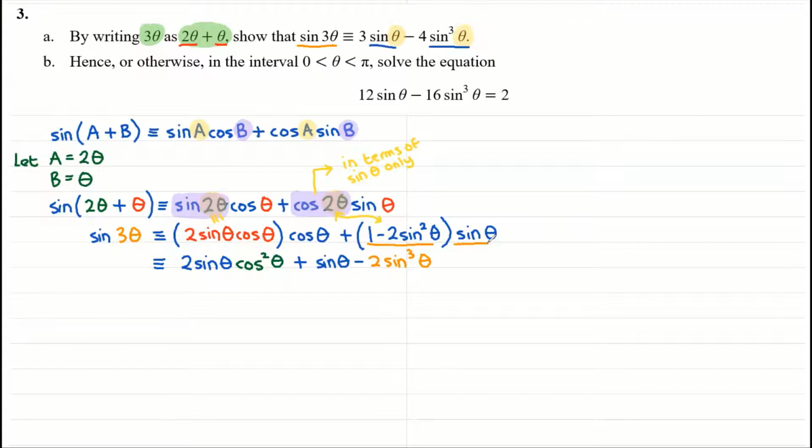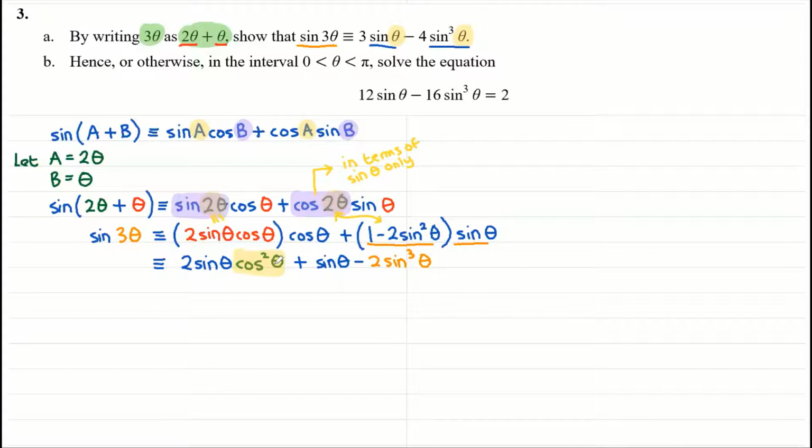Right, are we nearly there? Is there anything we can collect together? Well, we still have a problem. We don't have everything in terms of sine yet. We've still got this in the way. So what do we use?